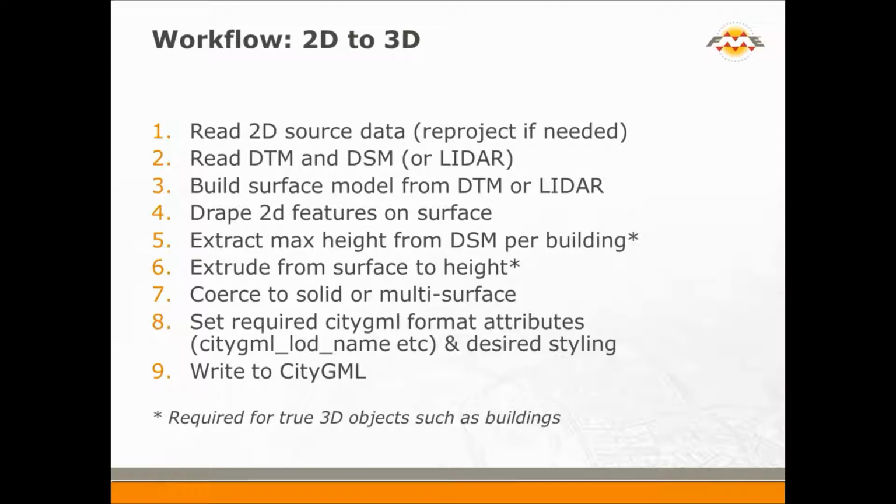So in terms of an example 2D to 3D workflow, we'll see IMGeo 2D data in a minute. In order to make a 3D dataset out of that as a sample, we converted the 2D to 2.5D by draping on a terrain model, and we generated 3D buildings by extruding building height to the difference between the surface and the terrain model.